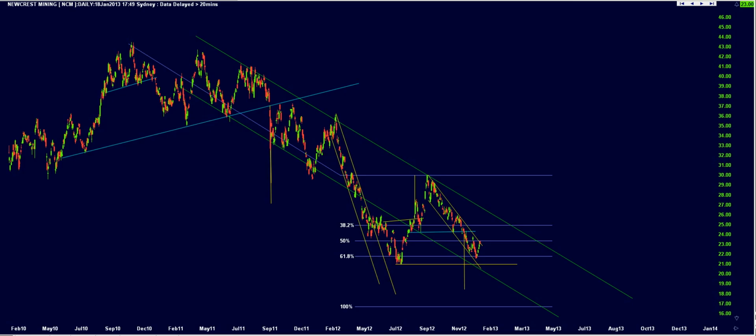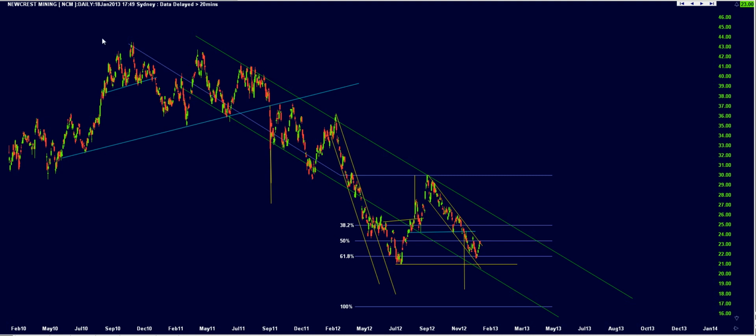Alright, let's take a look at the daily chart here of Newcrest Mining. Now, in May of 2010, all the way through to September of 2011, we created this head and shoulders topping formation, where we had a left shoulder here, a head, and then a double right shoulder form.